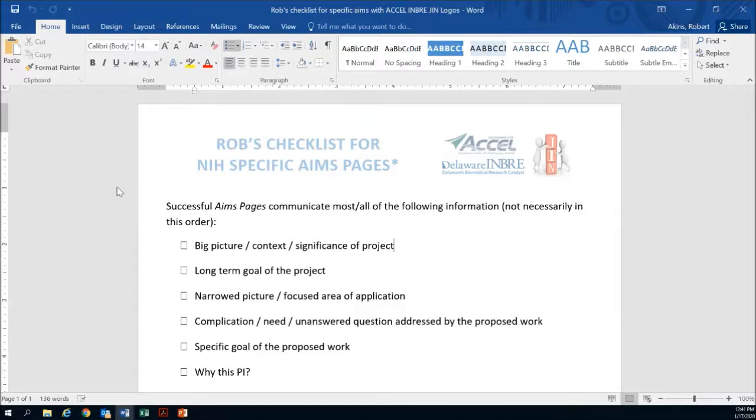She just reads the aims, very intuitive person. If she likes it, she likes the grant, she's going to figure out how to fund the grant, how to get the grant a good score. If she doesn't like it, basically she's figuring out how to justify not funding. So it's your best chance.